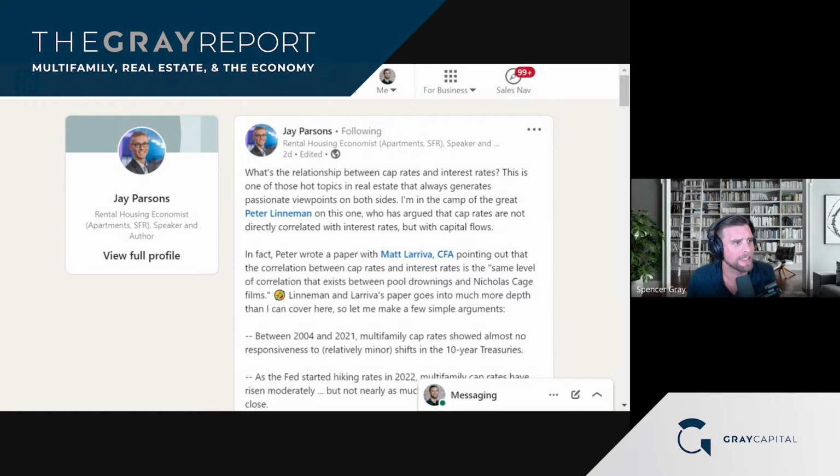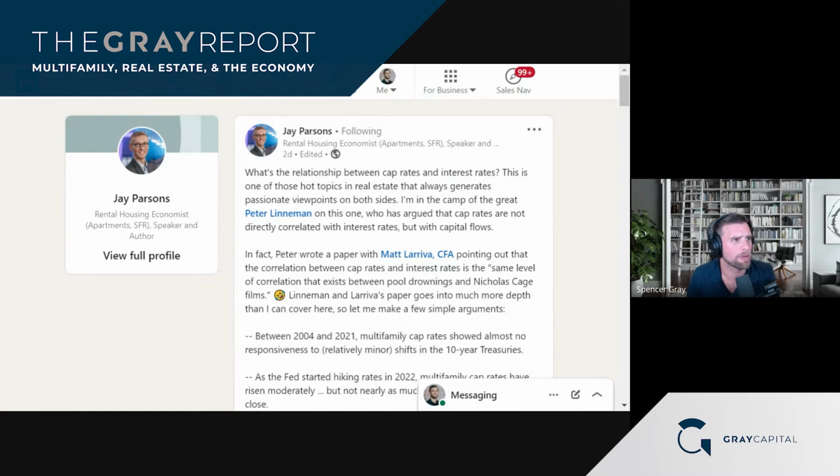Basically, long story short, Jay's in the camp of the great Peter Linneman, who has argued that cap rates are not directly correlated with interest rates, but rather with capital flows. I think both things can be true. Absolutely, capital flows probably have a more important role, but the rates and demanded return of those capital flows are also critically important.